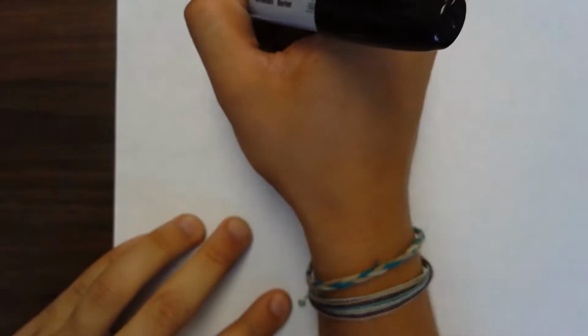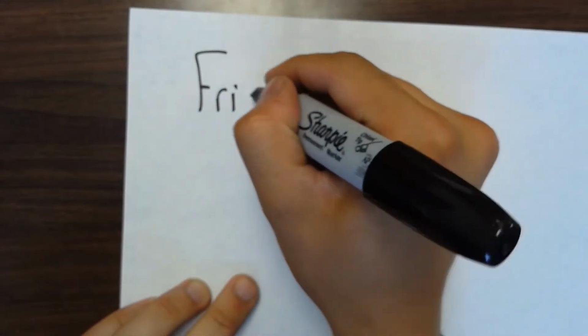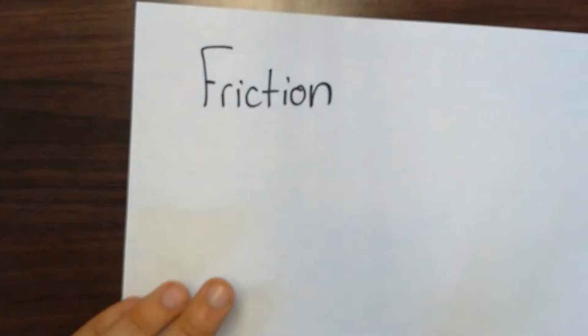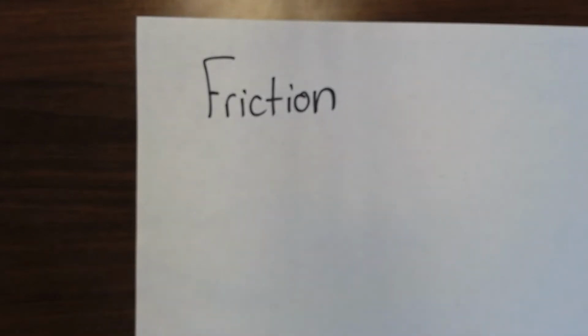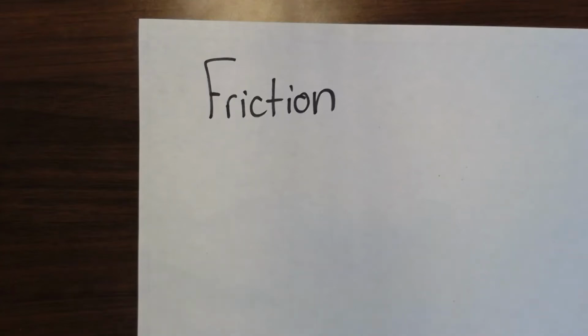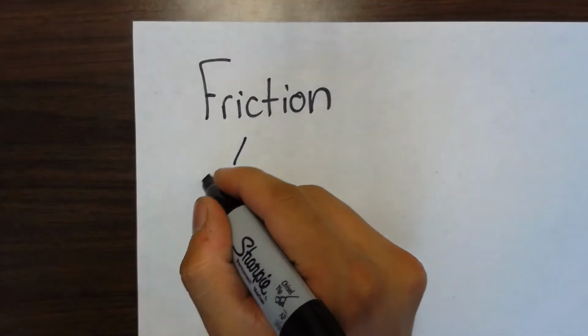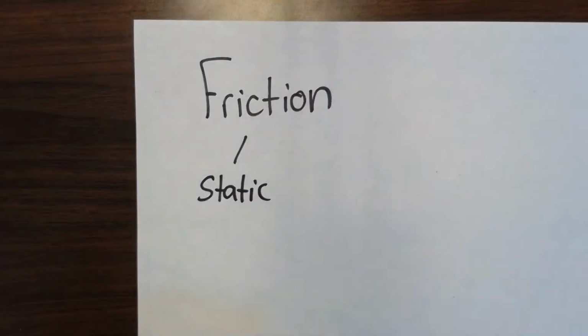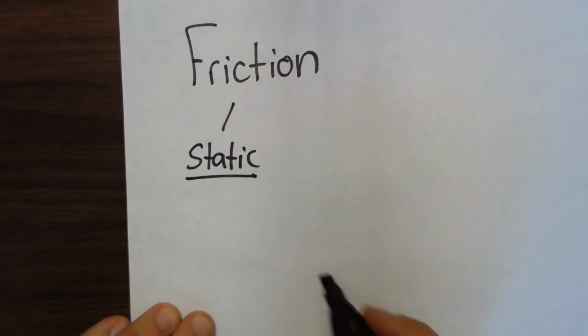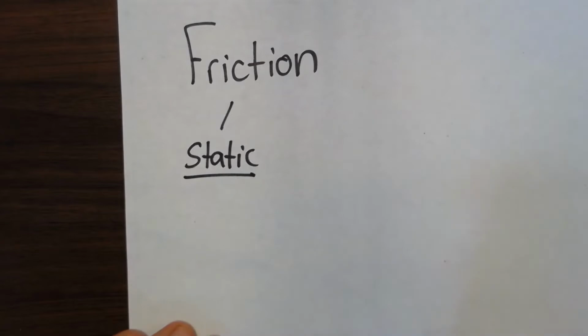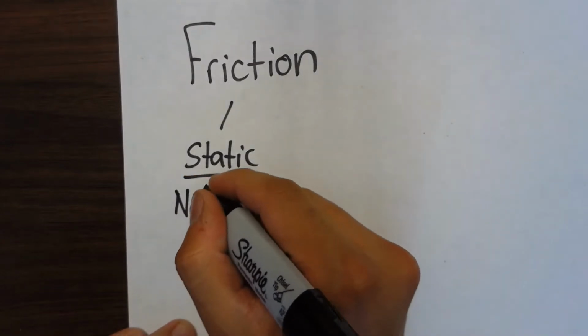So let's look at a couple different vocabulary words as we talk about friction. Friction comes in two different forms. The first form of friction is what we call static friction. Now, we're going to see the word static a couple times in this unit and throughout the rest of the year. And static simply means not moving.